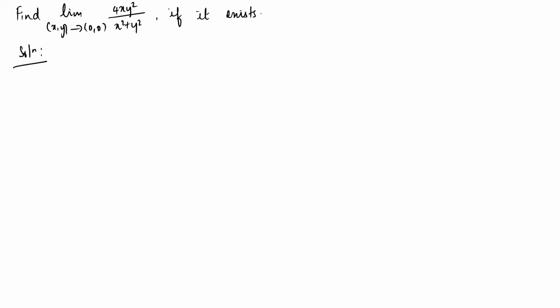Initially, what we do is we just try to put x equal to 0, y equal to 0 into the given function, right? When you do so, you are going to get 4 times 0 times 0 squared upon 0 squared plus 0 squared, which is of the form 0 upon 0. Even in the last problem, I explained that you do not know how to differentiate in the multivariable case, so you cannot make use of L'Hopital's rule here. So what can be done?